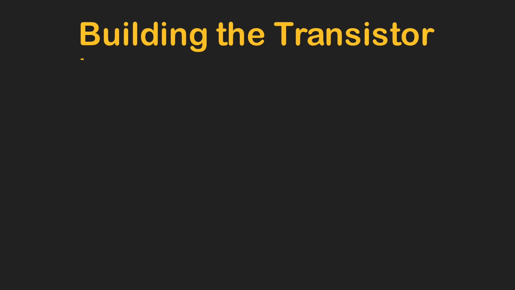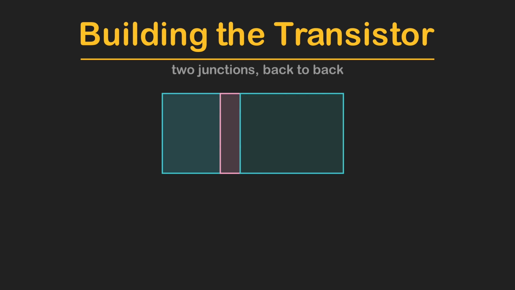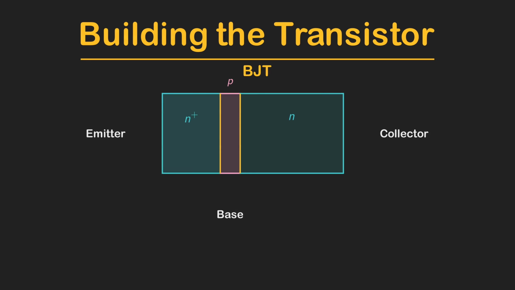Now that the junction is clear, let us actually build the transistor. Take two of those junctions, place them back to back, and have them share one middle layer. That sandwich is a bipolar junction transistor. In an NPN device, you have a heavily doped N-type emitter, then a thin and lightly doped P-type base, and then a moderately doped, physically larger N-type collector. The two junctions inside it are the base to emitter junction and the base to collector junction.